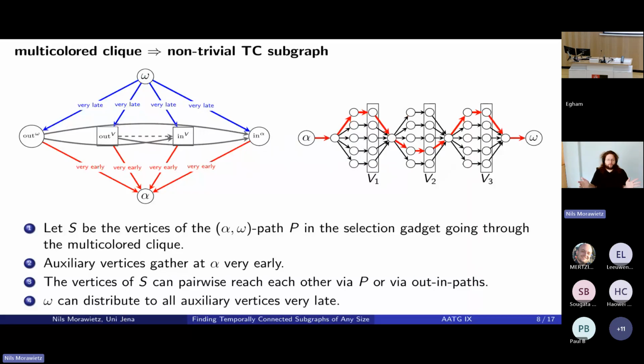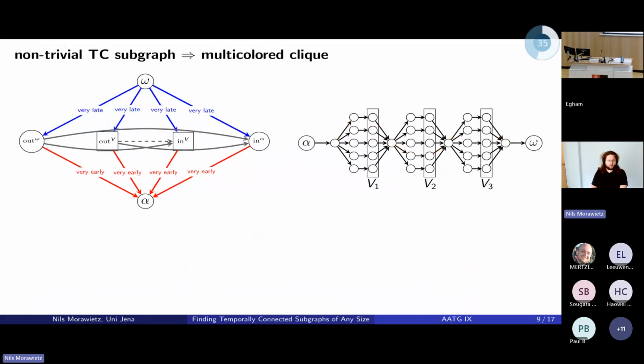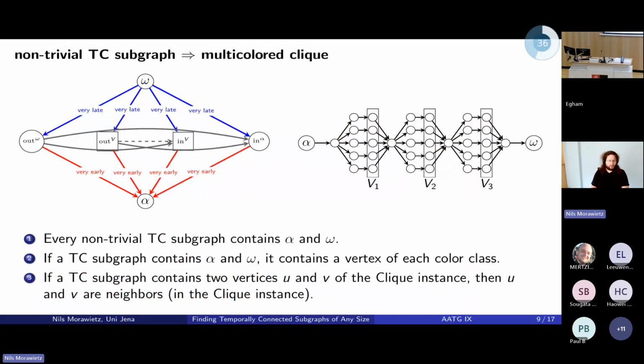So the only thing that is left is reachability between the vertices of S, and this is ensured by either just the directed path here or via these out-in paths over the auxiliary vertices. So this is how this reduction works in the one direction. The other direction is the more tricky part.